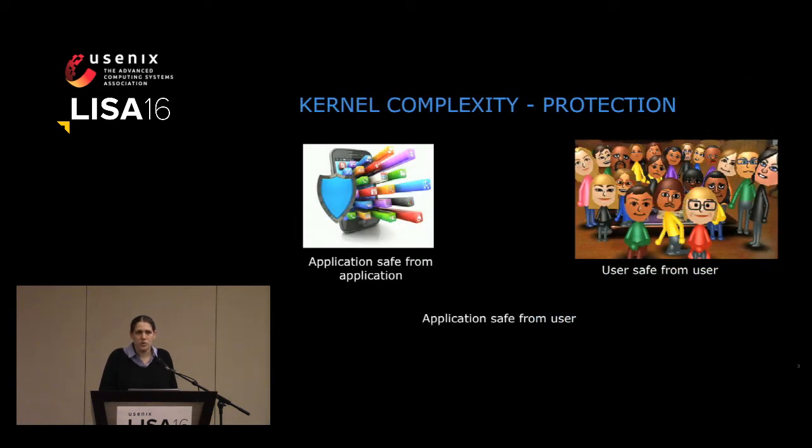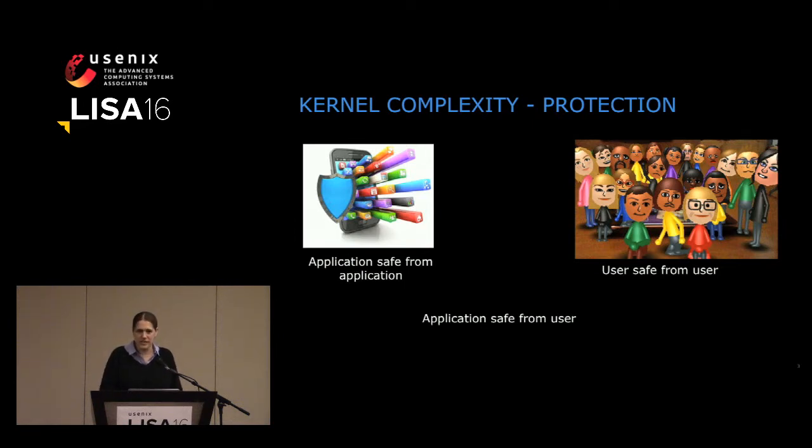The question is why it's so complicated. For instance, why is the kernel so complicated? The answer is that the main job of the kernel is to protect, right? The operating system is there to protect us: to protect user from user, application from application, and user from application, right? That's its job.